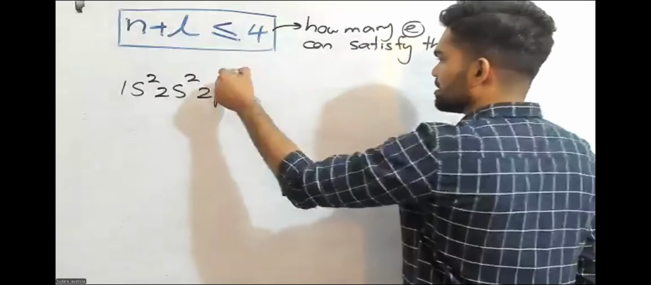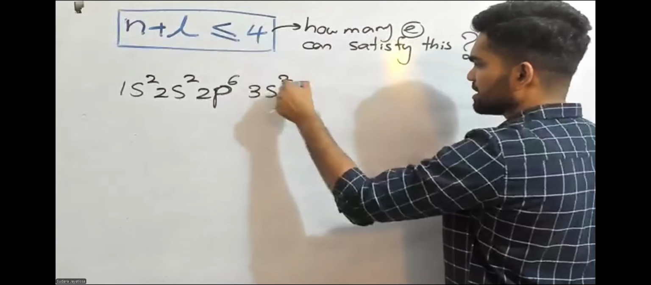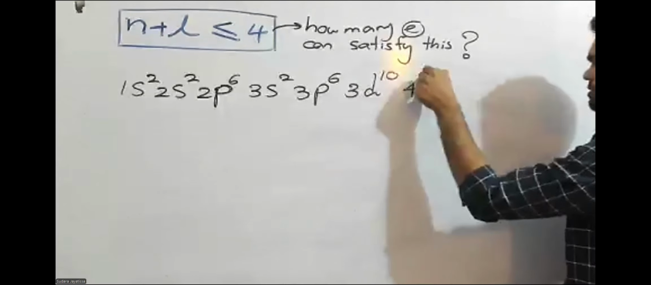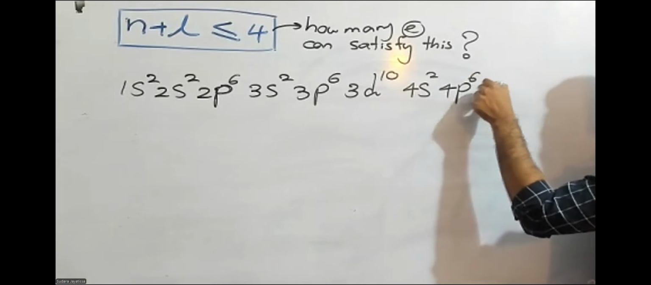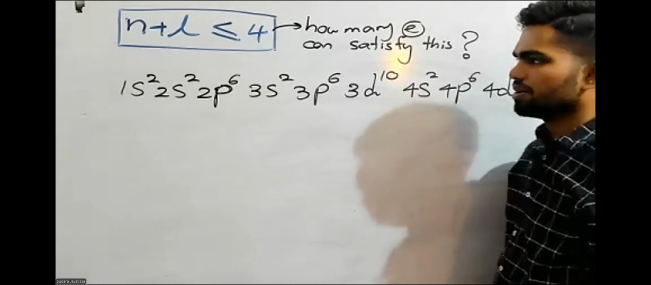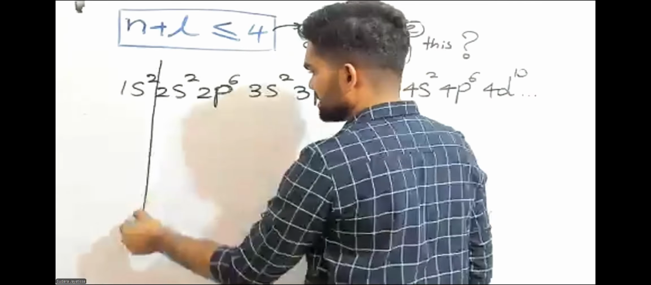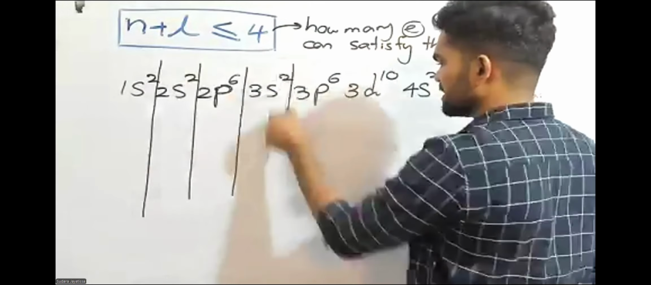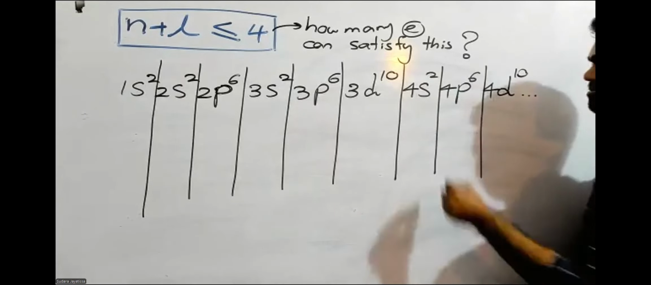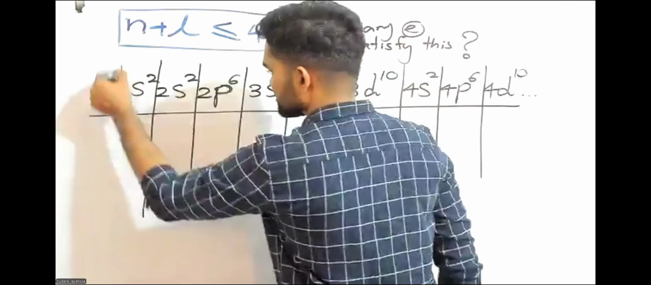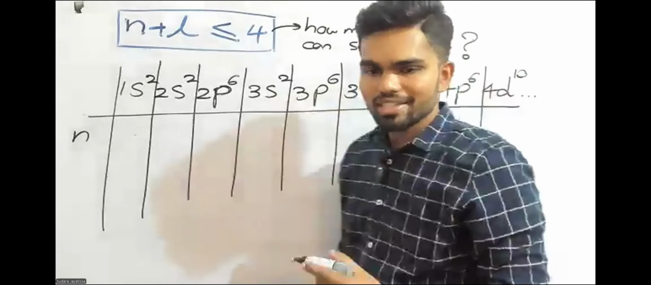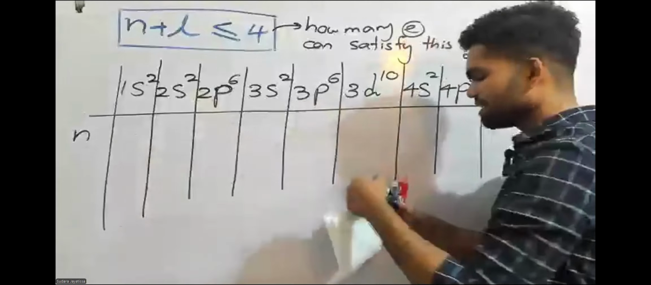That will be enough. So 2p6, 3s2, 3p6, 3d10, 4s2, 4p6. If you want, you can write 4d10 also, no need. Like that, you can continue. Now the next step is making a table. Study the method. This is the first time we are doing such a question. Then write here the n values. n value means the main energy level, so it is represented in the electronic configuration.